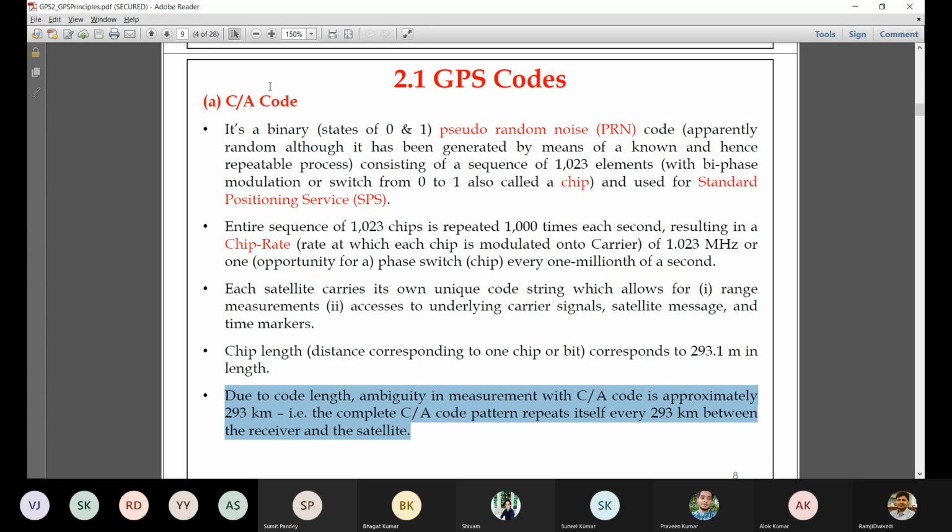Any questions? Sir, why is this repeated 1000 times? To create this 1 megahertz kind of chipping rate. It is repeated 1000 times to create this much chipping rate.